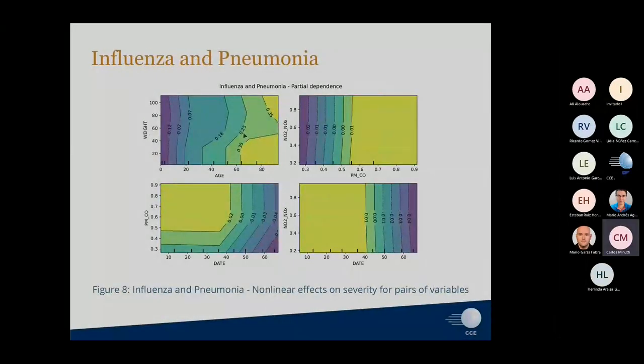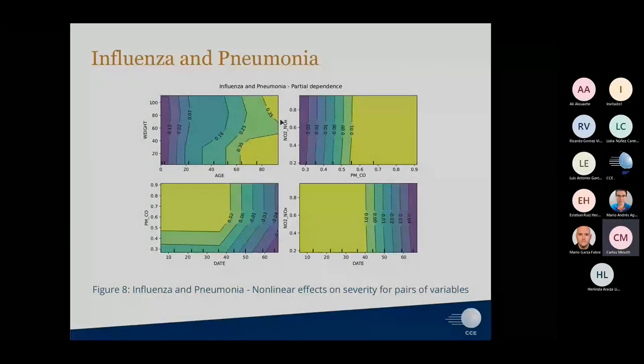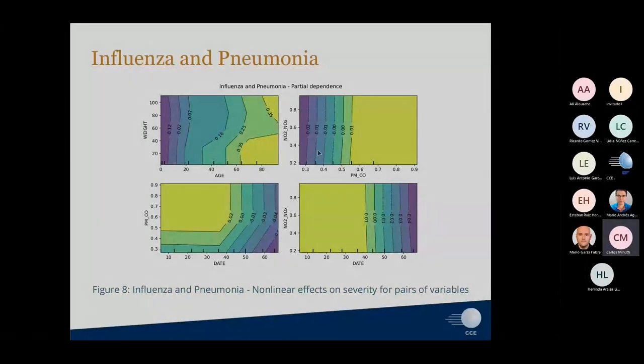For influenza and pneumonia, it's similar to the others regarding age and weight. We have an optimal value, with larger risks if the weight is higher or lower. For the pollutants, it's almost a linear risk, and it's almost entirely controlled by PM and CO. With the date, there is a nonlinear relationship with PM and a linear relationship with NO2.